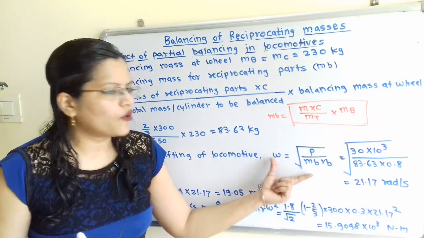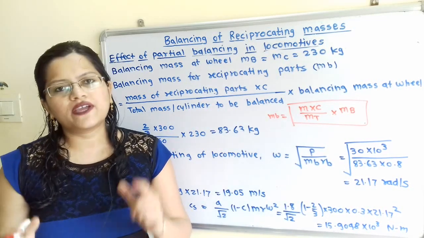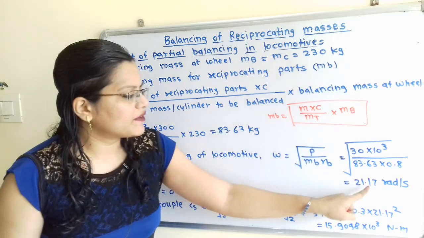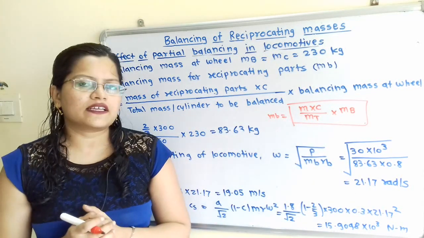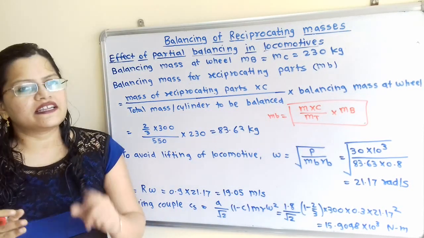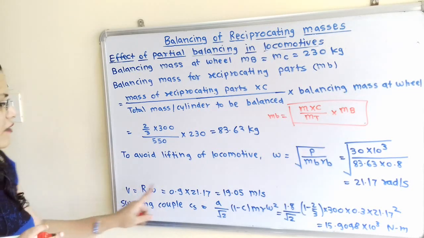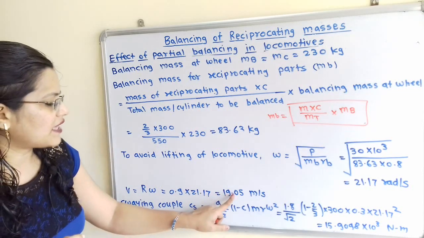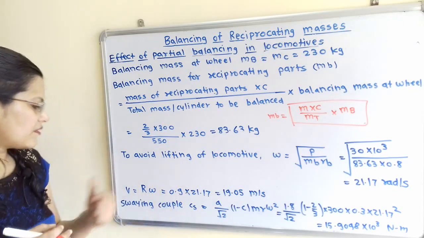Now from this omega we will calculate the linear velocity. For the wheel, omega is 21.70, and the radius of the wheel, capital R, is given as 0.9 meter. We know that linear velocity V is equal to R omega. When we calculate this, we get the answer 19.05 meter per second. So this is the first answer.